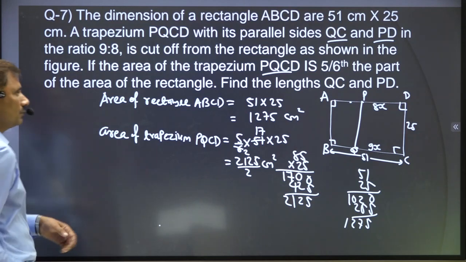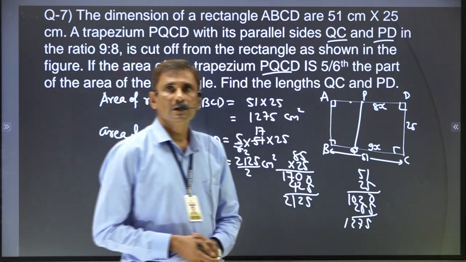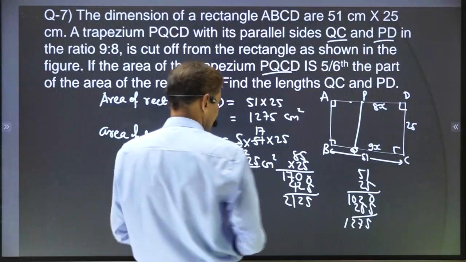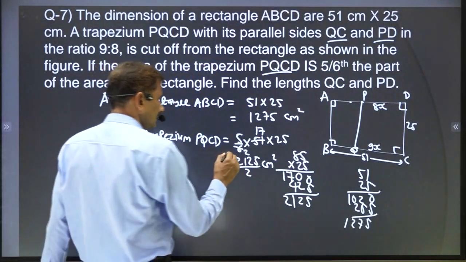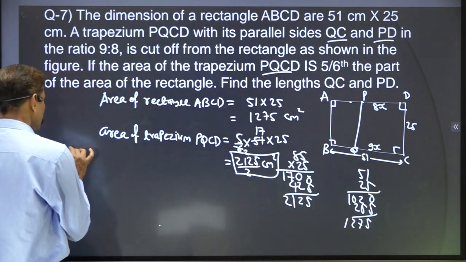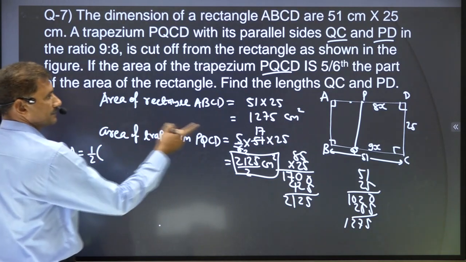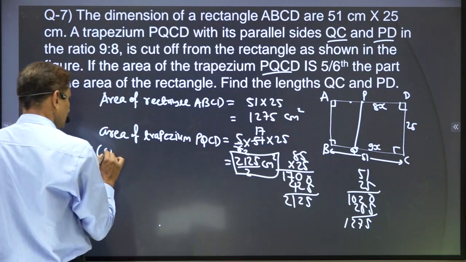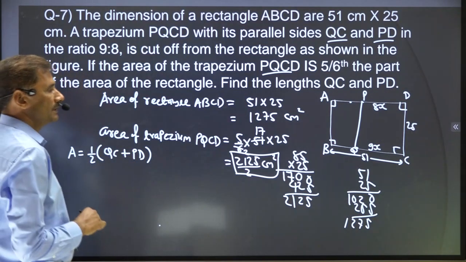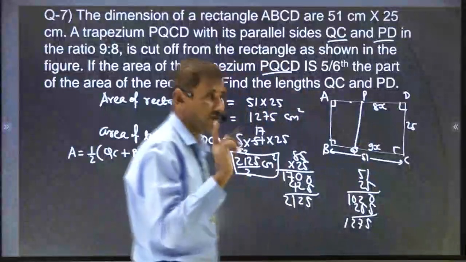Okay. Now they want to find the length of QC and PD. Area is given, actually not given, but we found. This is the area of the trapezium we found. So apply that formula. Area is equal to half sum of parallel sides. So they are QC and PD only. QC plus PD. Okay. Now height, meaning the distance between the two parallel sides, is 25.